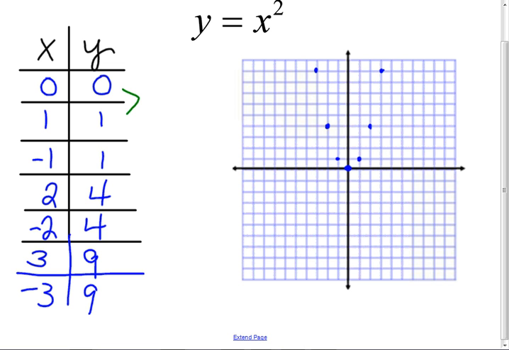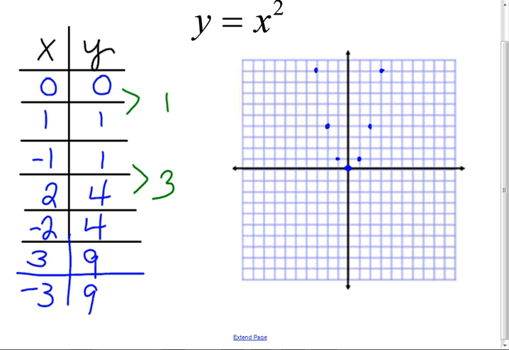Okay, Matt, what's the difference between these? 0 and 1. What's the difference? Difference means subtraction. 1. Okay, now look at the next one. Between 1 and 4, what's the difference? 4 minus 1 is? 4 minus 1. What's 4 take away 1? 3. What's 9 take away 4? 5.